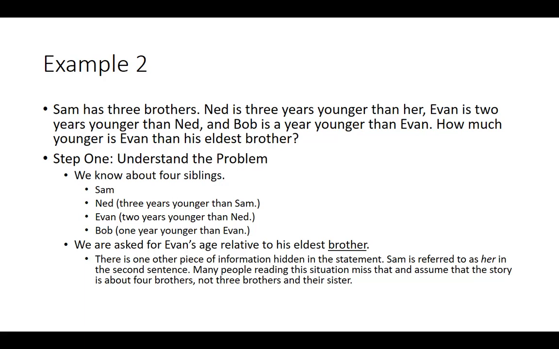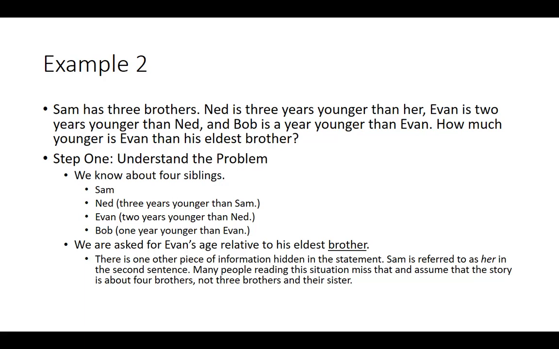Step 1, understand the problem. We know about 4 siblings. Sam, Ned, who is 3 years younger than Sam, Evan, who is 2 years younger than Ned, and Bob, who is 1 year younger than Evan. We're asked to find Evan's age relative to his eldest brother.